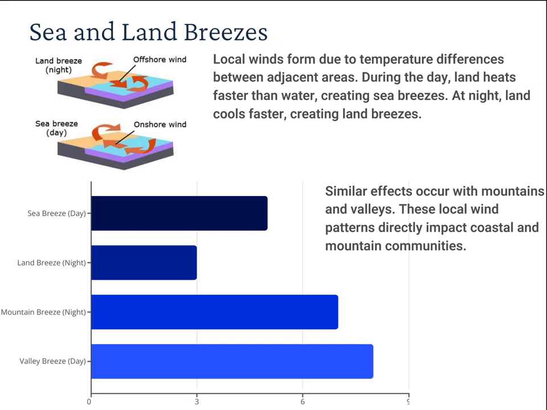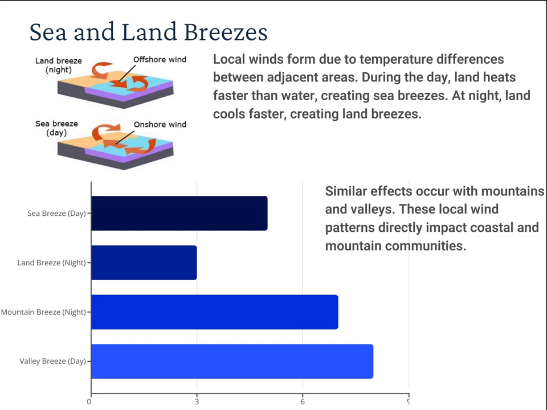Besides global winds, local winds form in areas like coasts and mountains due to daily temperature changes. During the day, land heats faster than water. Warm air over land rises and cooler air over the ocean moves in to replace it. This is called a sea breeze.